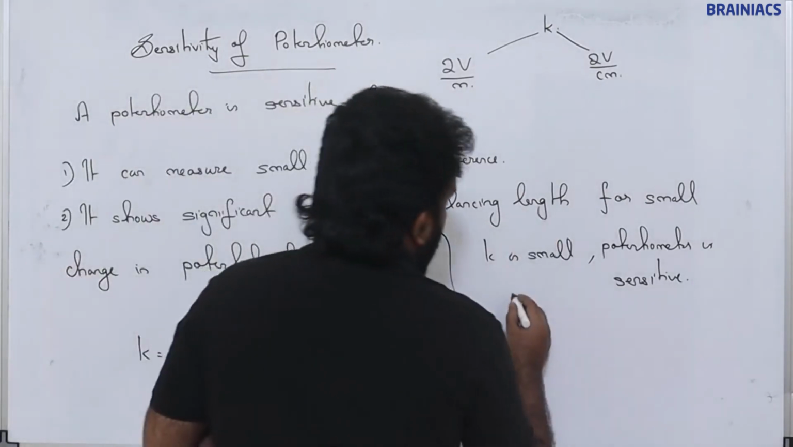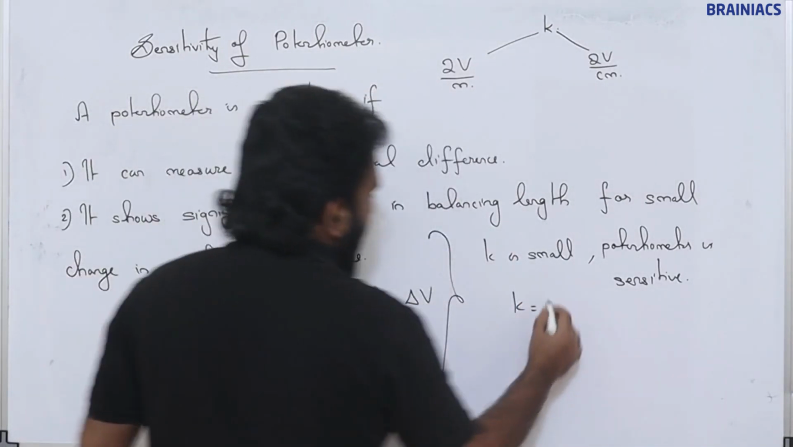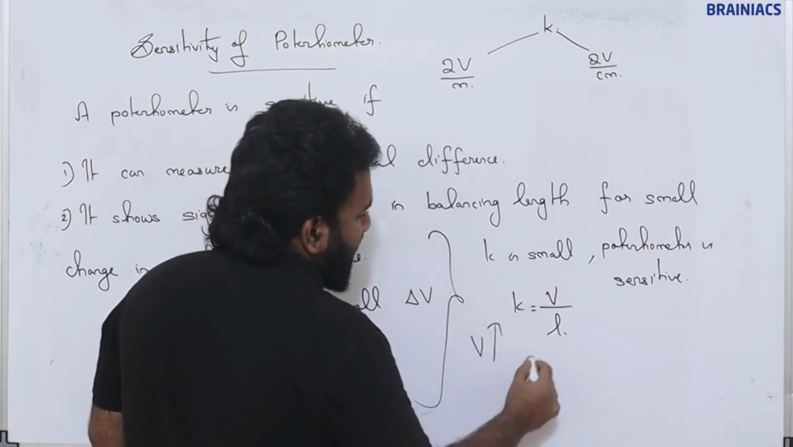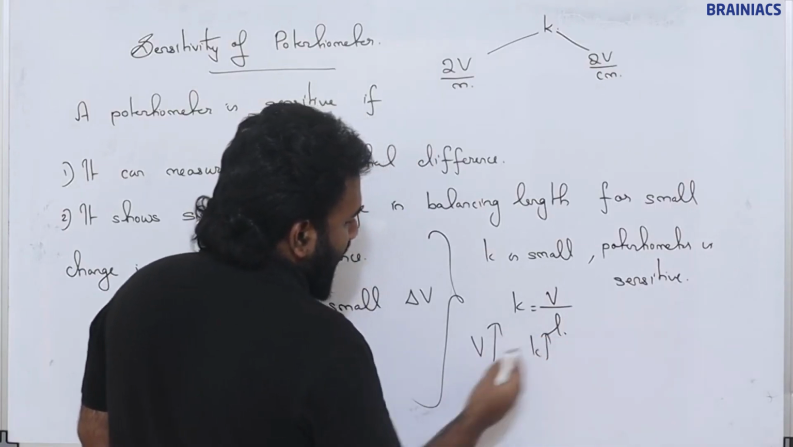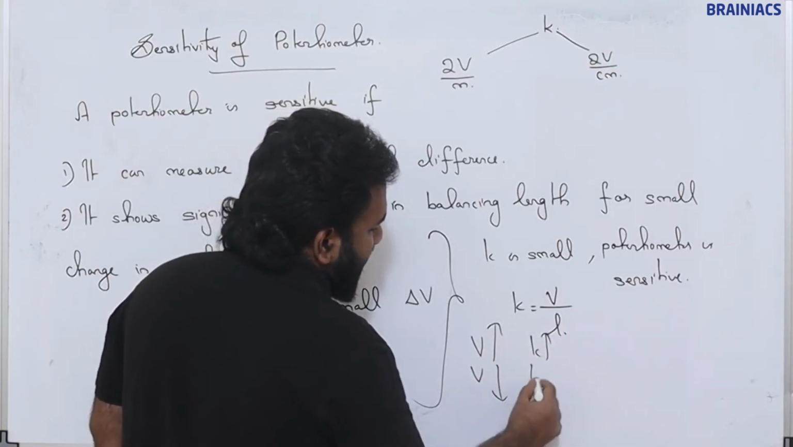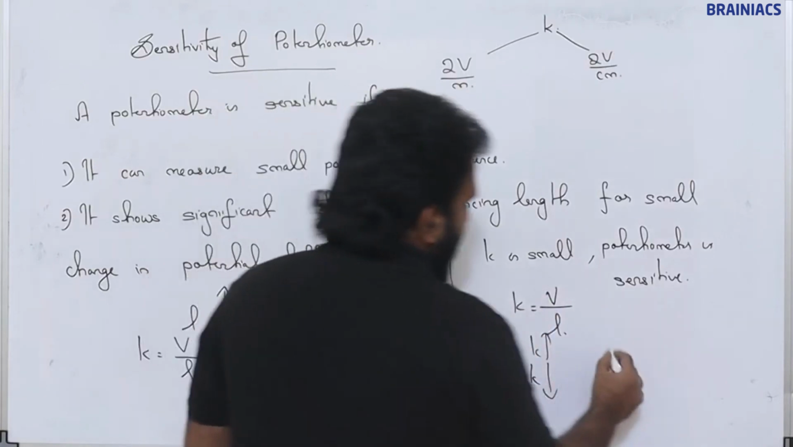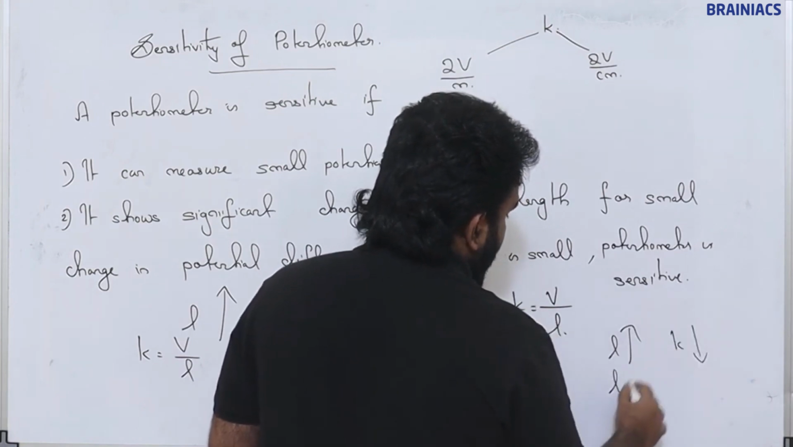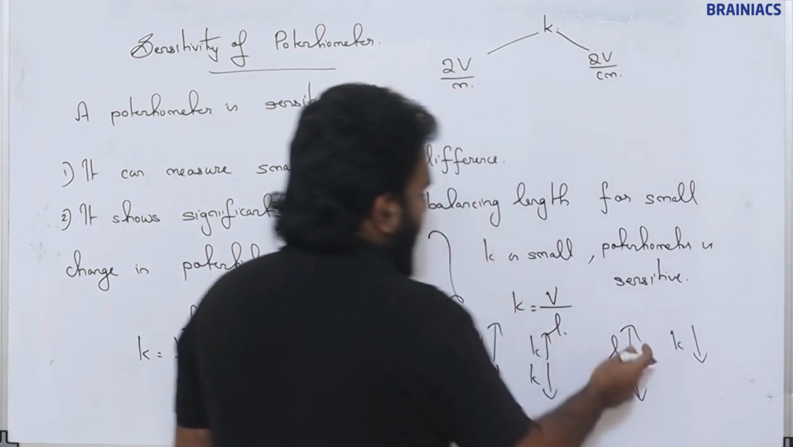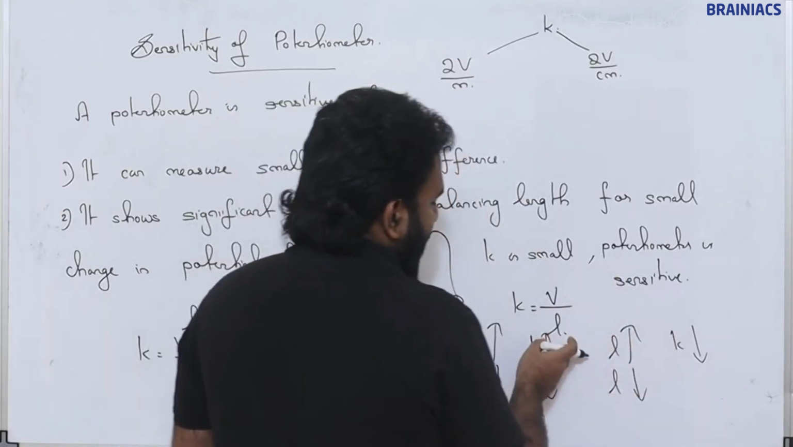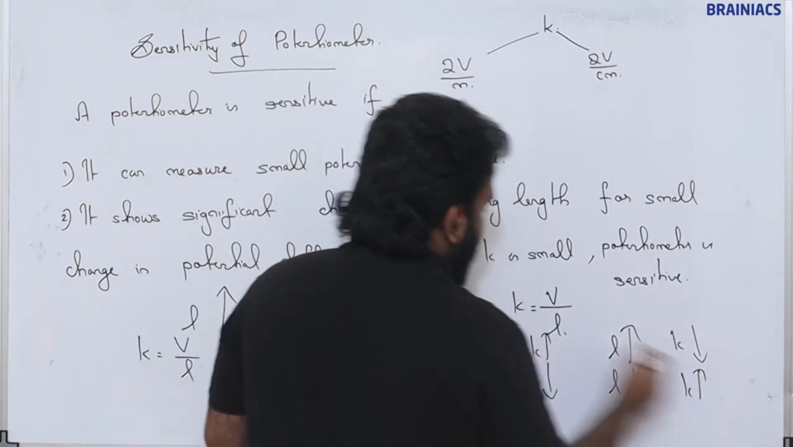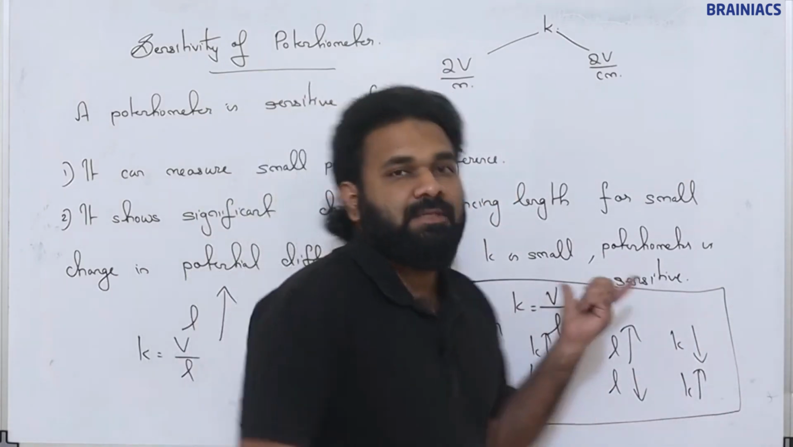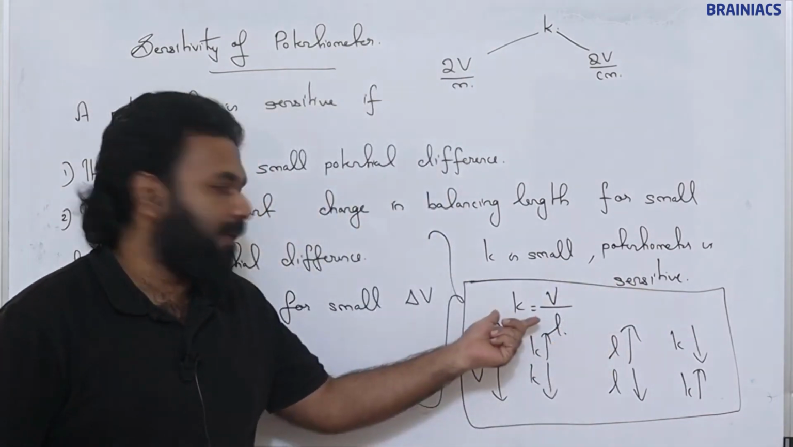See this: K is equal to V by L. So when V increases, K increases. When V decreases, K decreases. In the same way, if L increases, K decreases. If L decreases, K increases. So easily we will be able to comment on the sensitivity of the potentiometer just by observing K.